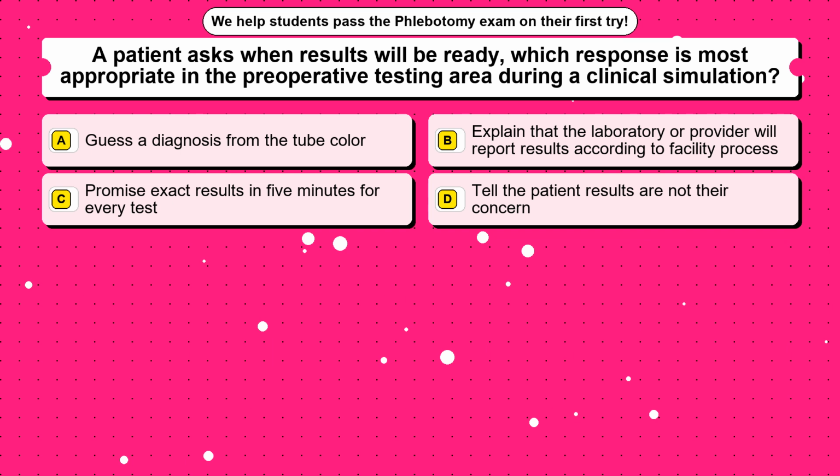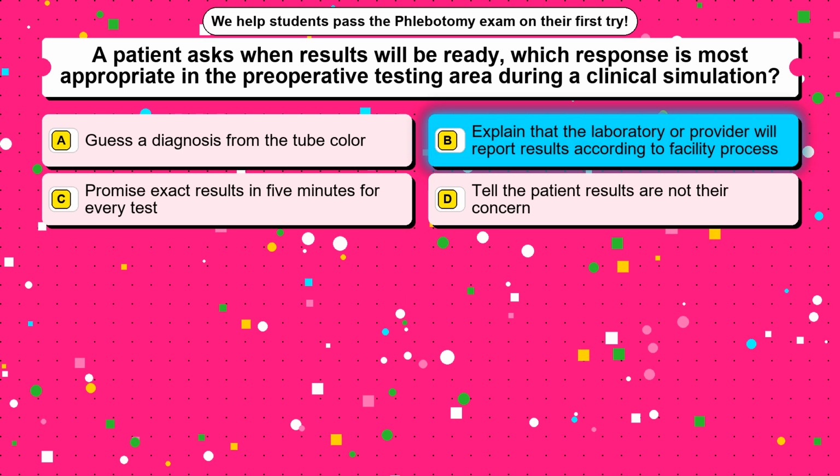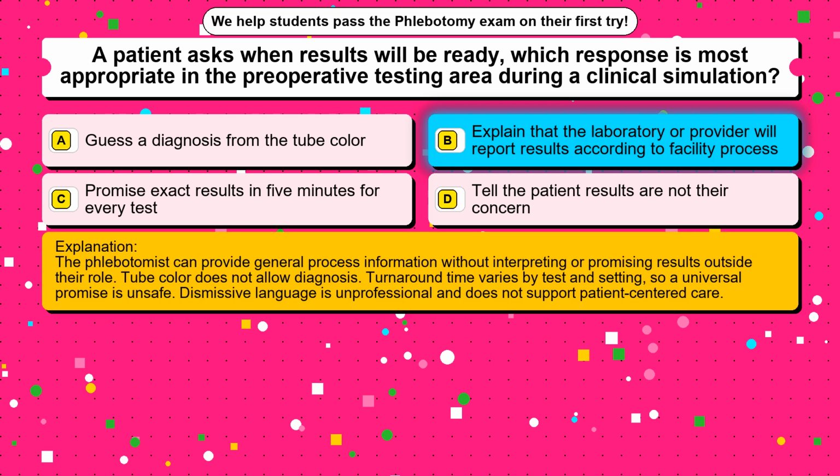The correct answer is option B. Explain that the laboratory or provider will report results according to facility process. The phlebotomist can provide general process information without interpreting or promising results outside their role. Tube color does not allow diagnosis. Turnaround time varies by test and setting, so a universal promise is unsafe. Dismissive language is unprofessional and does not support patient-centered care.